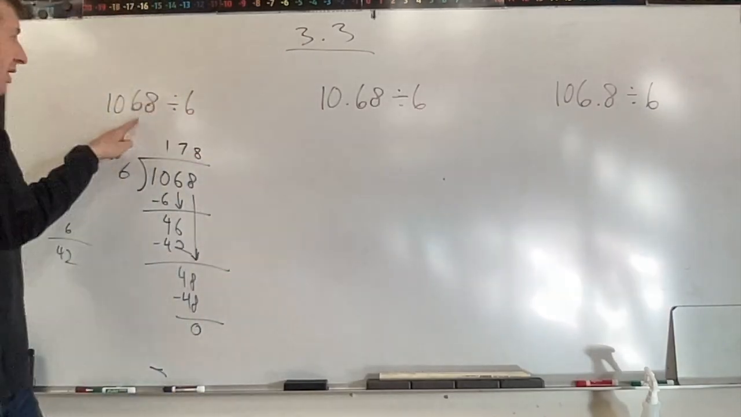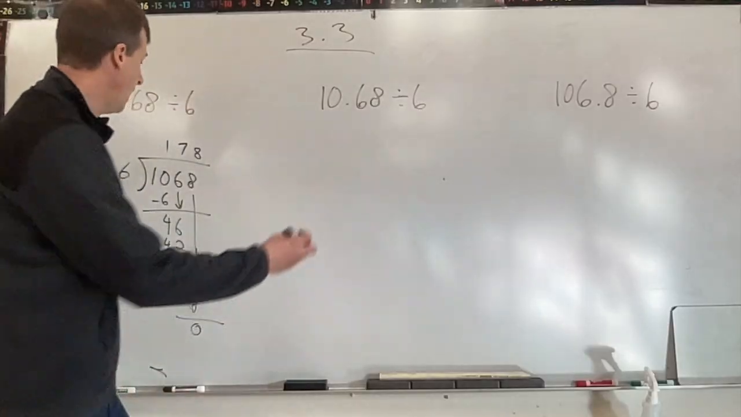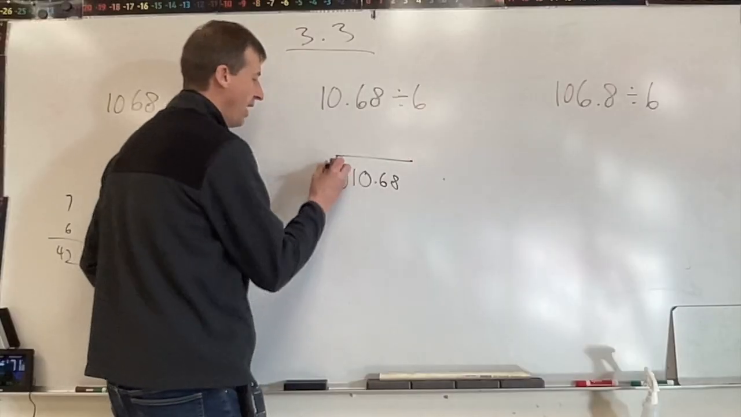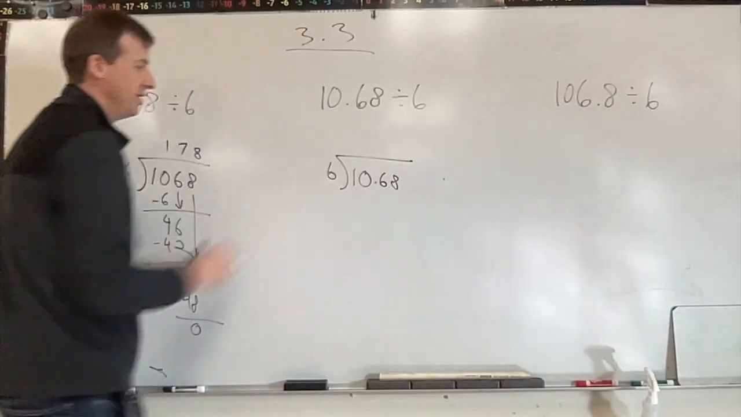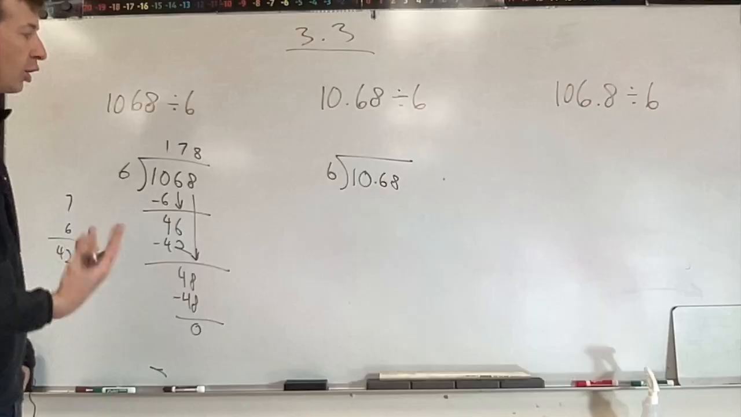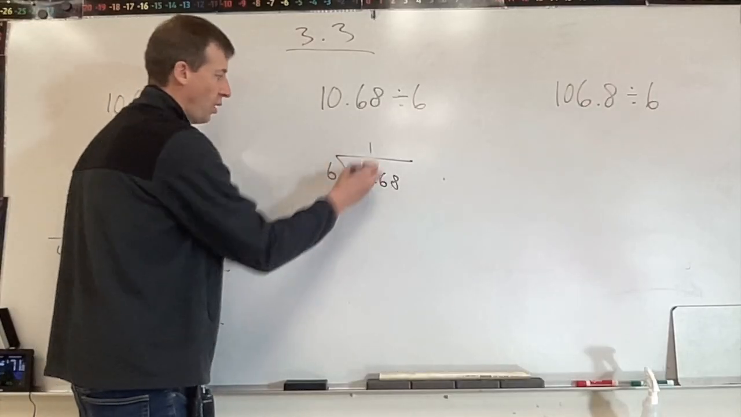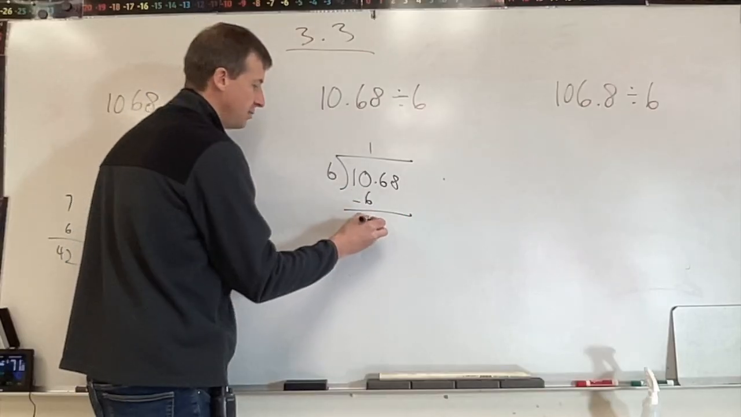So notice these are the same numbers. I just threw in a decimal point here. We're going to write it out the same way: 10.68 divided by 6. So I swap them, I put them inside the division symbol, and then I'm going to go through and divide them the same way. 6 can't go into 1. 6 goes into 10 one time. Minus 6 gives me a 4.